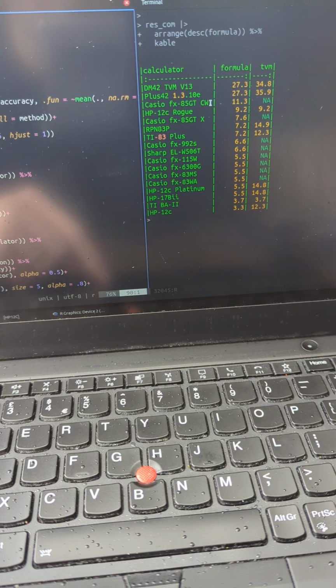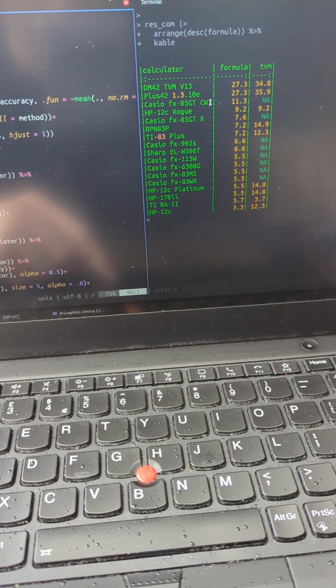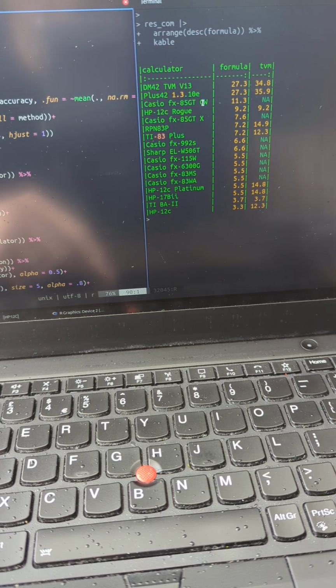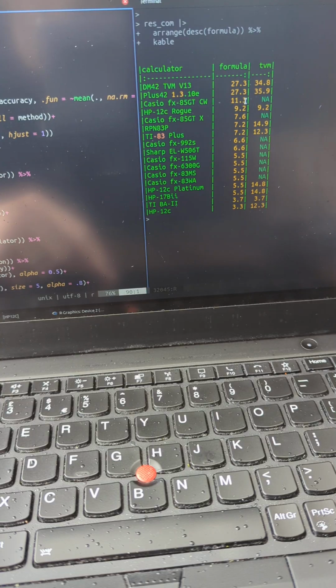And then you got your CW series. So this is the GT85 GT CW, which is the same calculator platform as the 991 CW, and they go up to even more, to 23 digits. So using the formula on its own, it's getting 11.3, and that's really impressive kind of precision there.